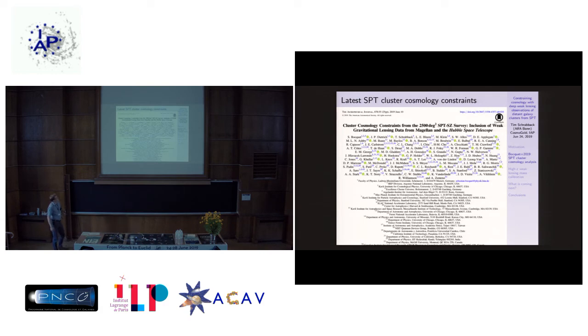So this is the latest published SPT cluster cosmology paper, which is led by Sebastian Bocquet, who developed the scaling relation and cosmology pipeline. The new thing here compared to previous SPT cluster cosmology papers is the addition of direct weak lensing mass calibration coming both from Magellan for lower redshift clusters, in a separate paper led by Jörg Dietrich, and then also from the Hubble Space Telescope for higher redshift clusters, which is in another paper which I'll talk about.